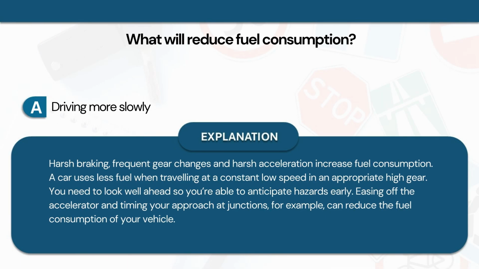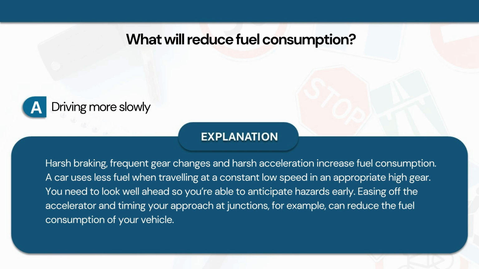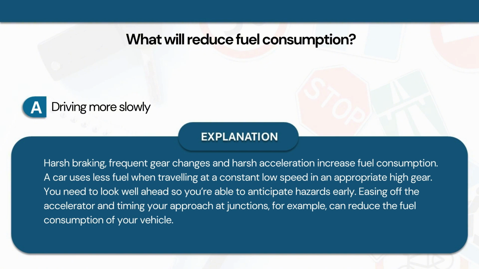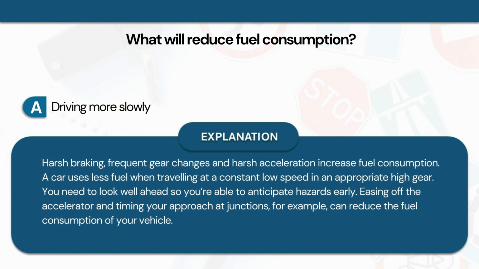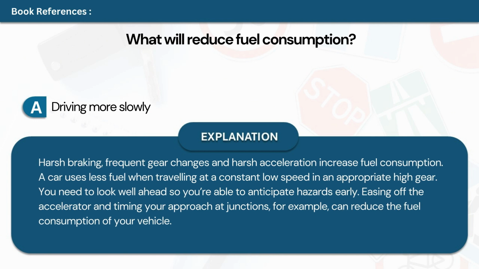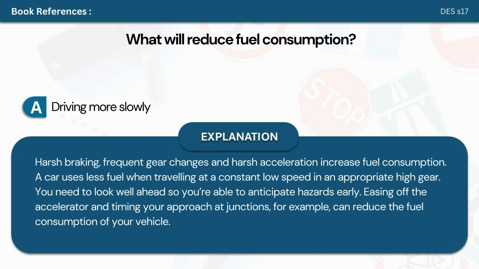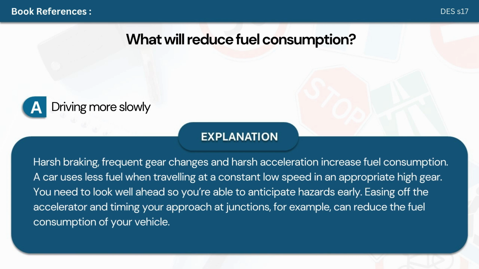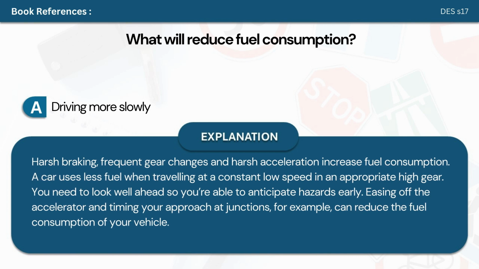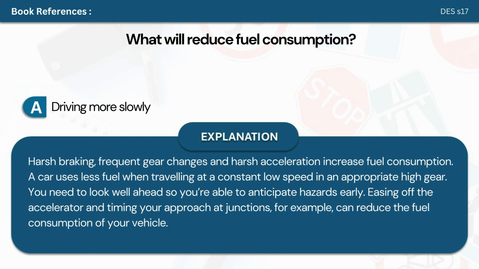Harsh braking, frequent gear changes, and harsh acceleration increase fuel consumption. A car uses less fuel when traveling at a constant low speed in an appropriate high gear. You need to look well ahead so you're able to anticipate hazards early. Easing off the accelerator and timing your approach at junctions, for example, can reduce the fuel consumption of your vehicle.